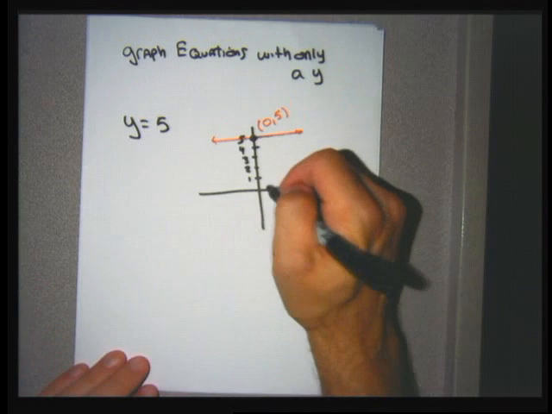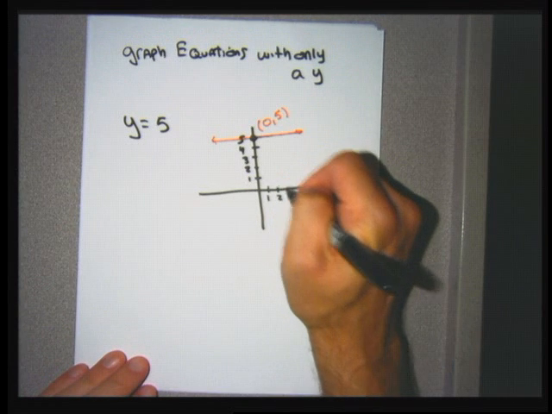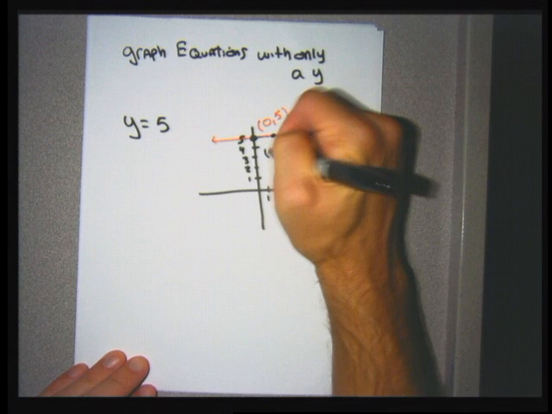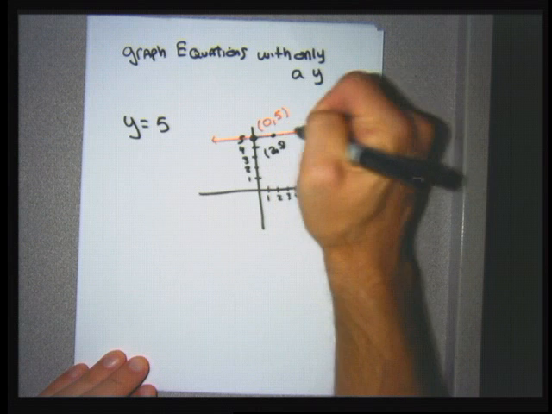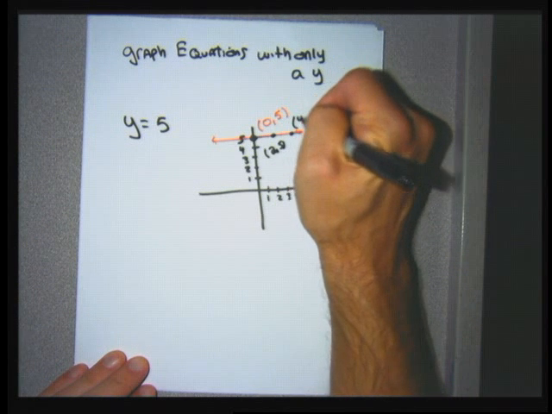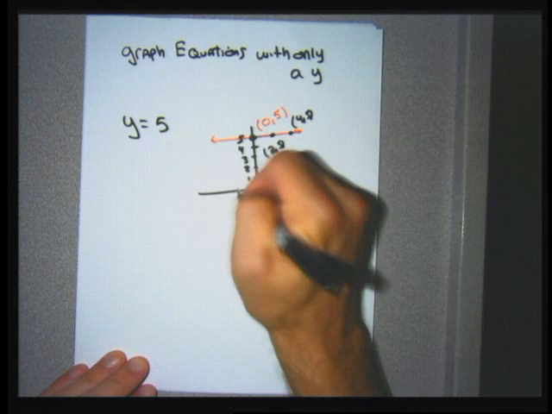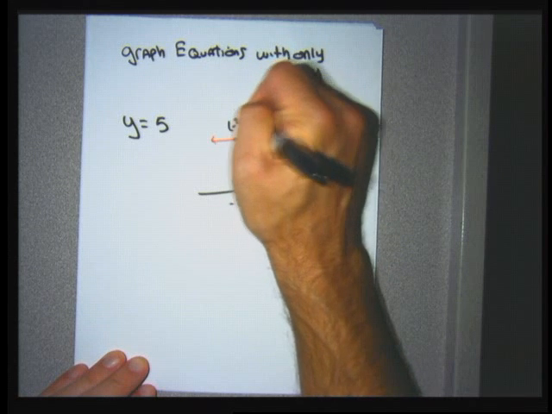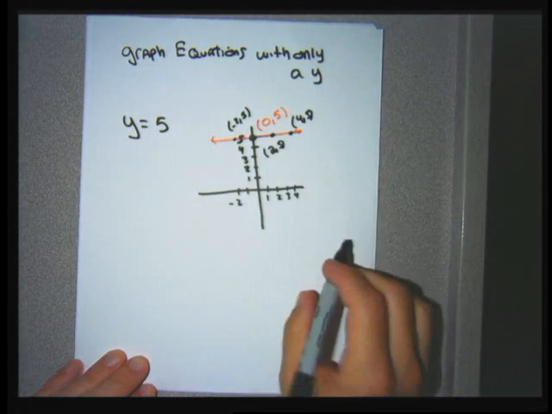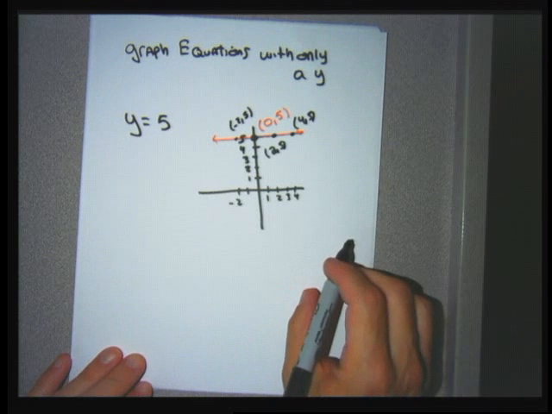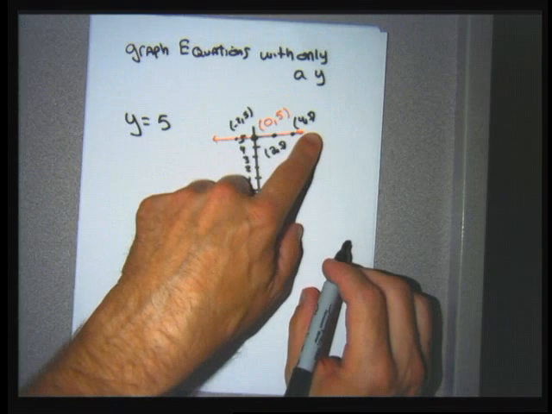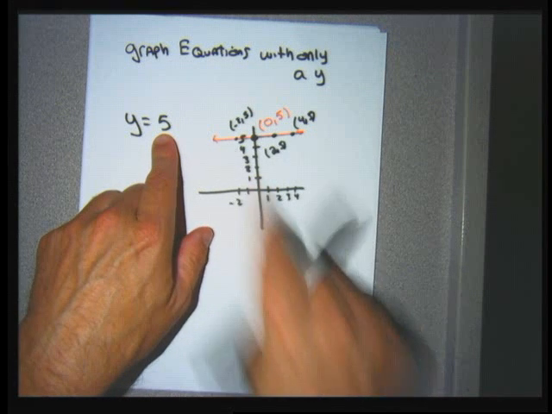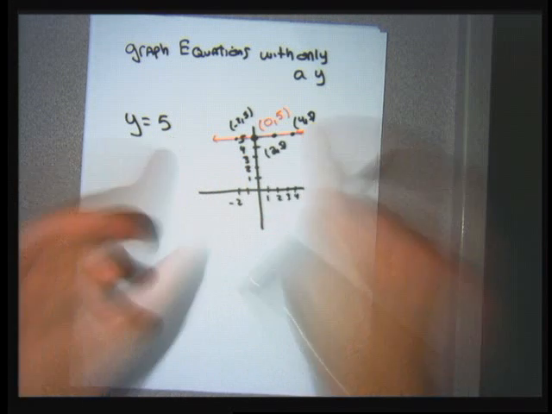And if I started drawing more points, like maybe the point 2, 5, the point 4, 5, or the point -2, 5, what those points have in common, as every point on this line will have in common, is that the y-coordinate is 5. So the reason I call this y equal to 5 is because every single point on the graph has a y-coordinate of 5.